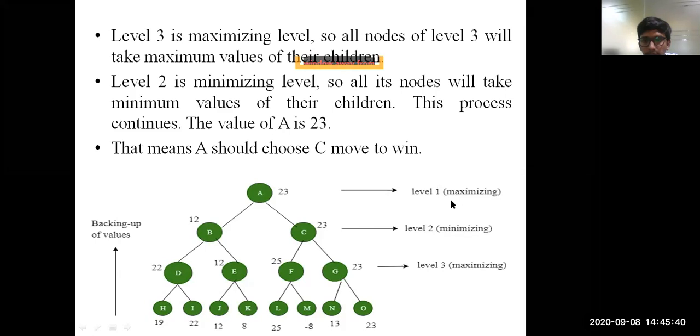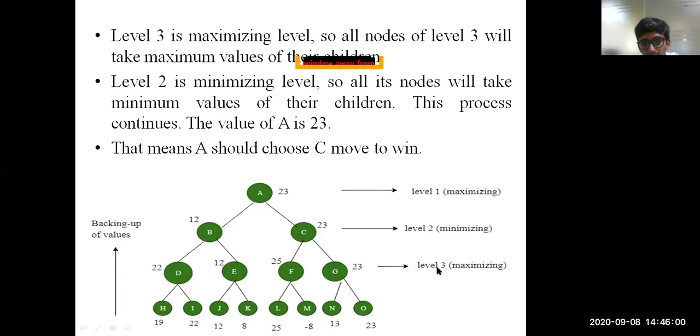Node A is level 1. Level 2 is B and C. Level 3 is D, E, F, G. Level 4 are the complete children nodes. So you need to first initially look at the level 3 nodes. Level 3 is the maximizing level, so all nodes of level 3 will take the maximum values.